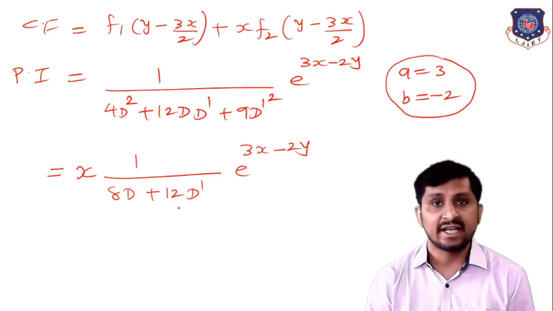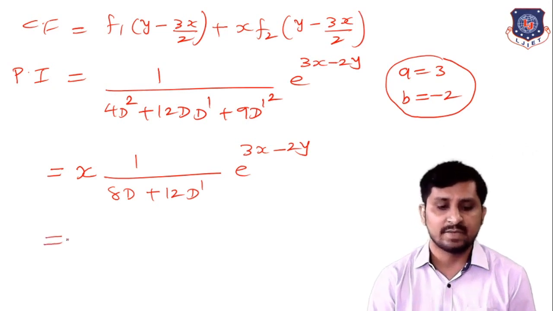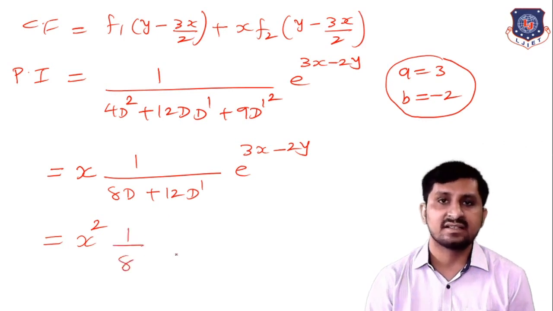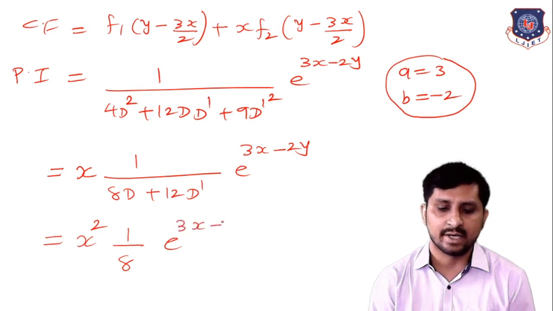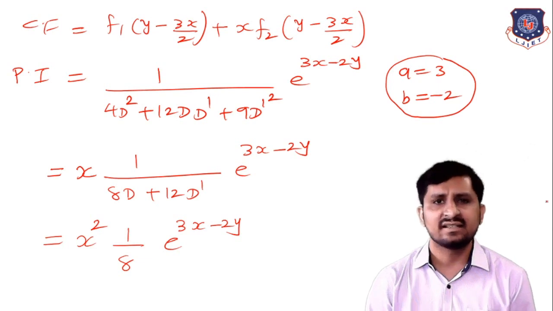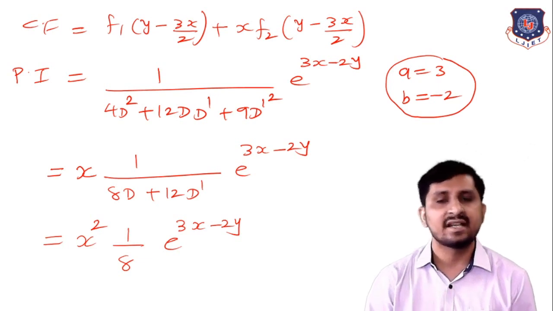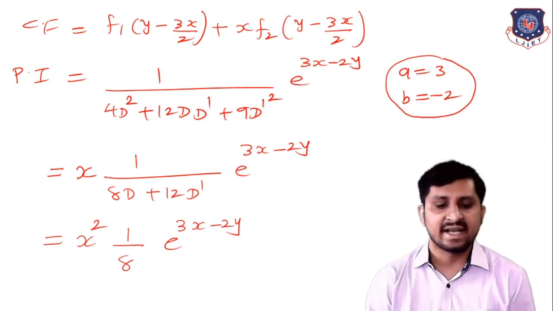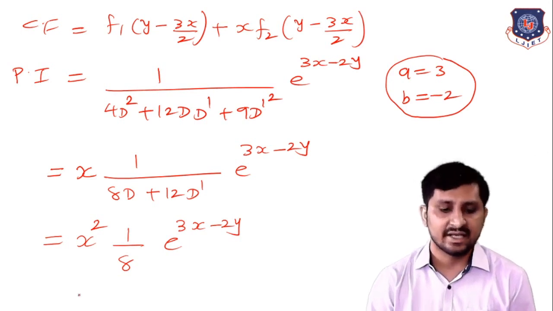So the same rule, again you have to multiply with x. So now you have x square, and differentiate 8d plus 12d dash with respect to d. That is 1 upon 8 only. Now there is no operator, there is no d and no d dash in this equation, e raised to 3x minus 2y. So this is my final answer for the particular integral: x square by 8 e raised to 3x minus 2y.